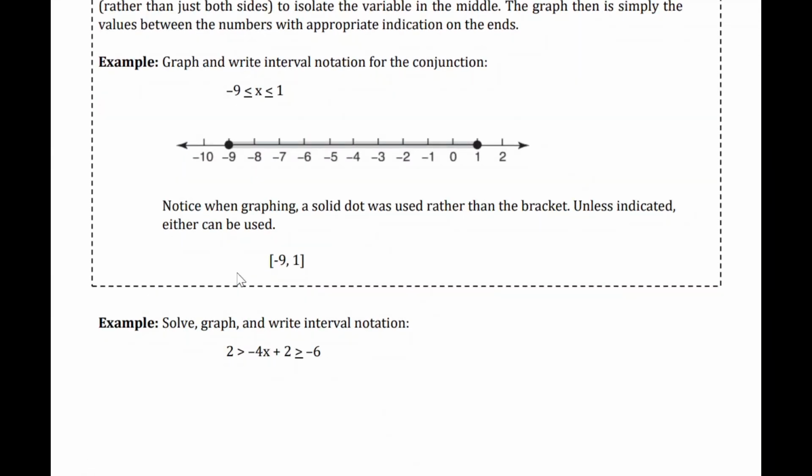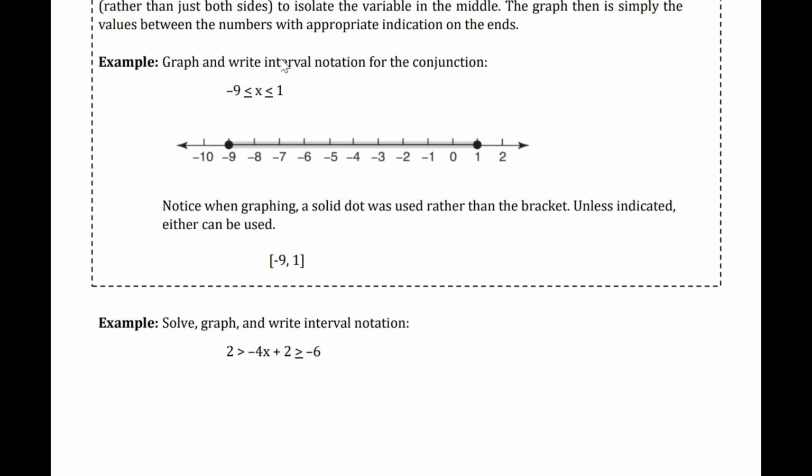Conjunctions and compound inequalities can sometimes be written in this three-part format. When it's written in this format, it's understood to be an AND inequality. So if we look at this, what it's saying is it's all of the x that are simultaneously greater than or equal to -9 and less than or equal to 1.